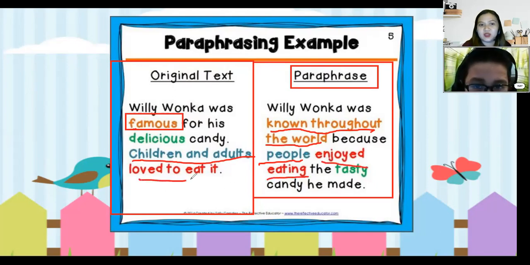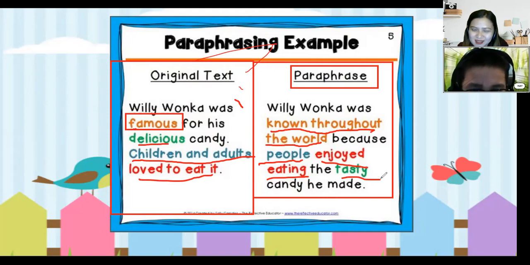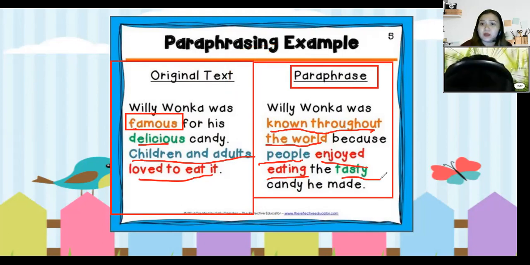Enjoyed eating, loved to eat it. So they're just the same, but in different words. And also delicious, or the tasty candy he made. Okay, so did you see how nice it is to paraphrase a paragraph? Of course you really need to read and think thoroughly. So that's how you paraphrase, because of course you will do some paraphrasing later on.